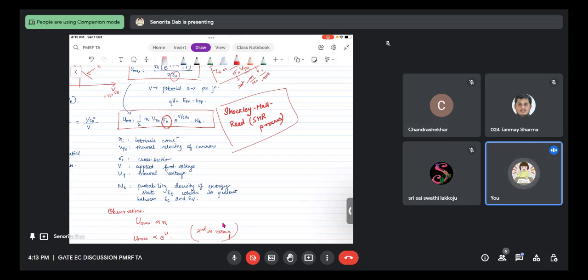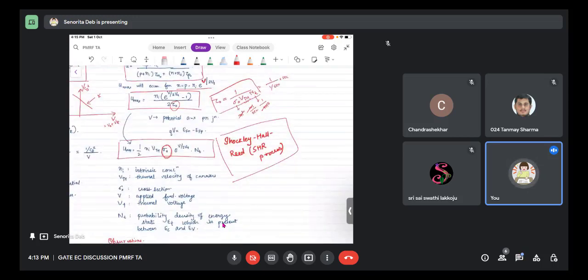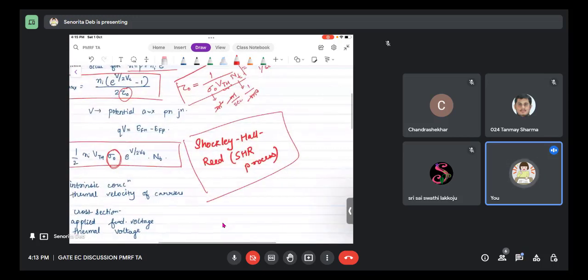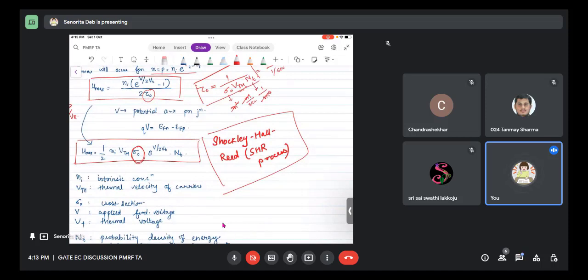This I had told you in the first class also, that you have to be very clever while appearing for GATE or preparing for GATE. It is a very clever exam. Okay, so if you want, you can delve into it. That's why I have written it here, Shockley-Hall-Read process. You can definitely read it.